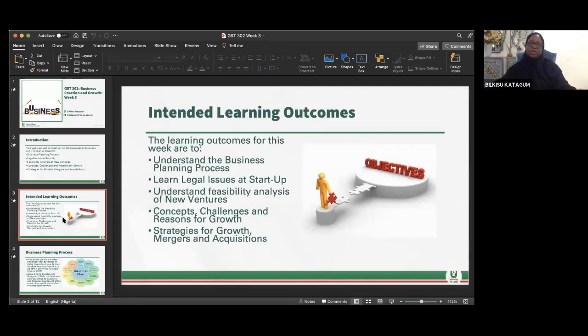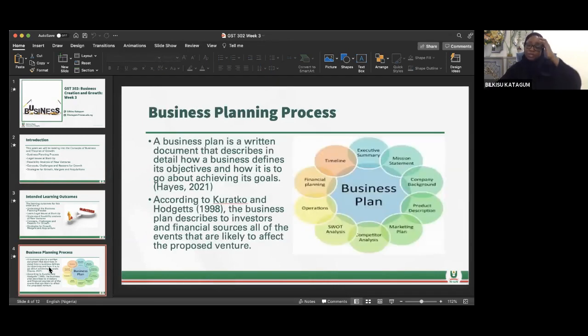Your intended learning outcomes are essentially to understand the business planning process itself, learn legal issues at startup, understand feasibility analysis of new ventures, know what the concepts and challenges and reasons for growth are, and those strategies for growth, mergers, and acquisition. I'll start off by defining what business planning process is.